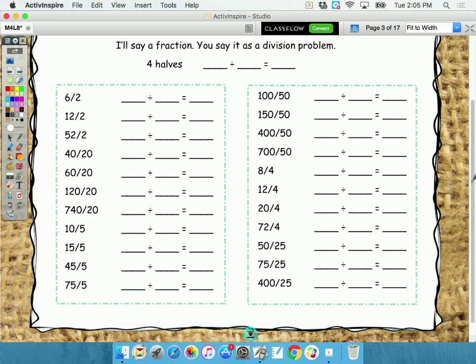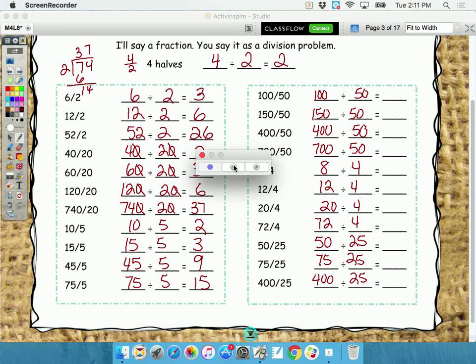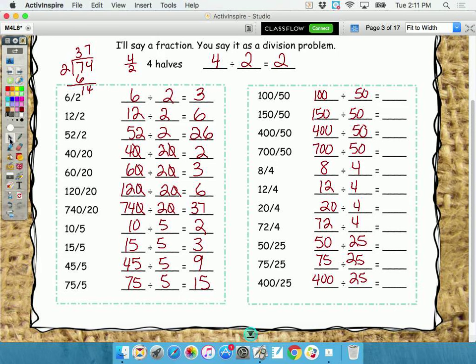So it's pretty simple, really. 4 halves, I'll just rewrite it as a division problem. 4 divided by 2 equals 2. Okay, I'm going to give you a few minutes to work on that. Okay, so take a look at 100 divided by 50. If we cross off 1 0, the answer is the same answer as 10 divided by 5.